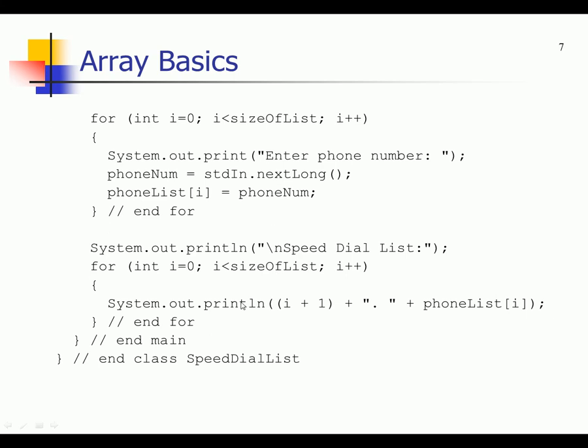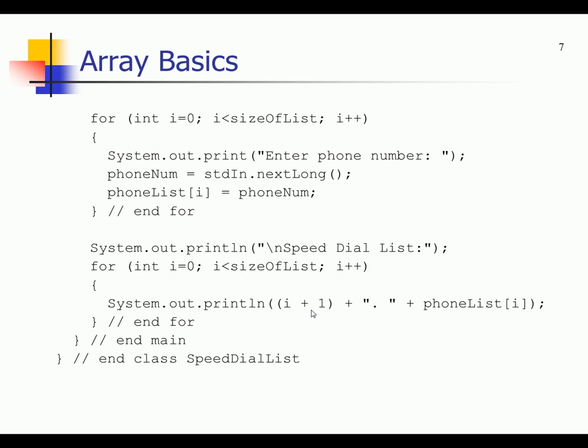I'll put him on the screen this time. Now he's outputting I plus 1. What's he doing with that? Anybody? He's outputting I plus 1, and then a period and a space, and then the phone number. Oh, he's setting the number, because I starts at 0. So he wants the first phone number.